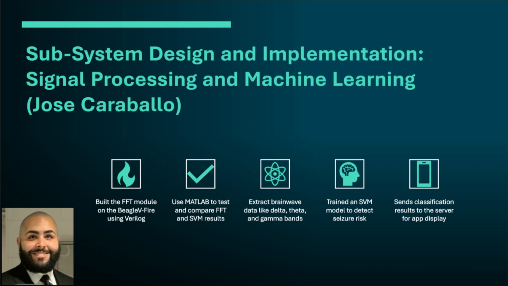Additionally, I'll use MATLAB to test and compare the fast Fourier transform and support vector machine results. The way that I'll be doing this is by using CSV data from the ESP32, introducing that as an input for the fast Fourier transform that I'll be designing on MATLAB. Off of those results, I'll be sending that to the trained SVM I will also contain in MATLAB as well.